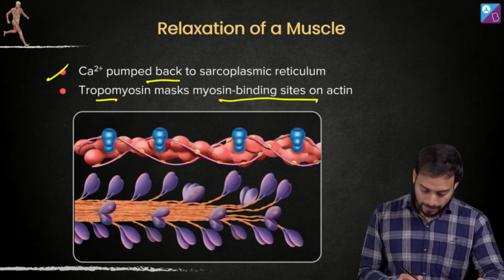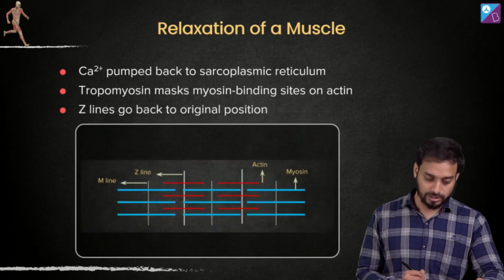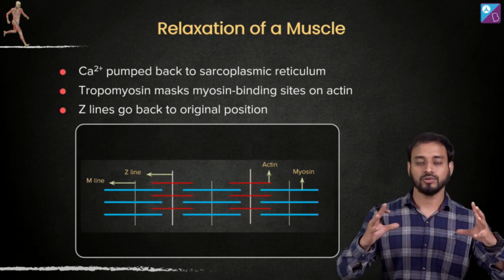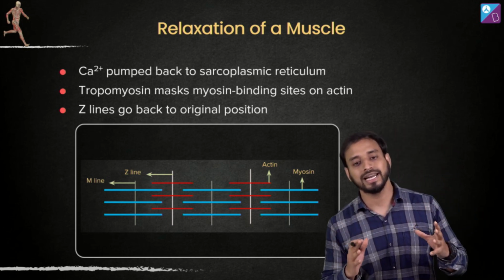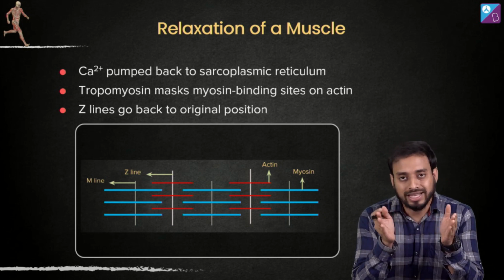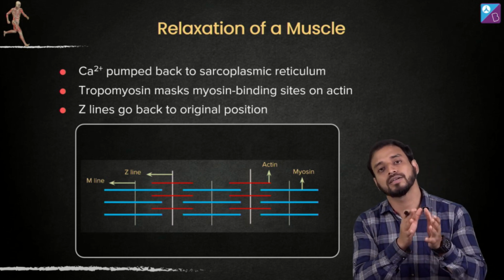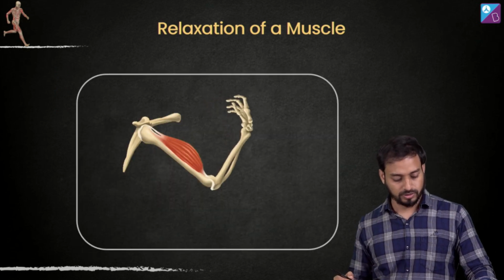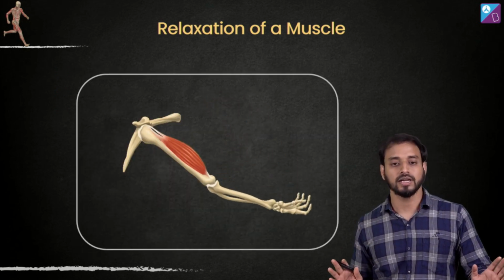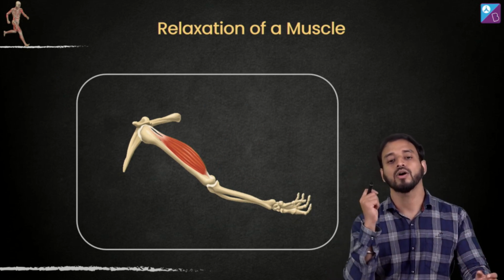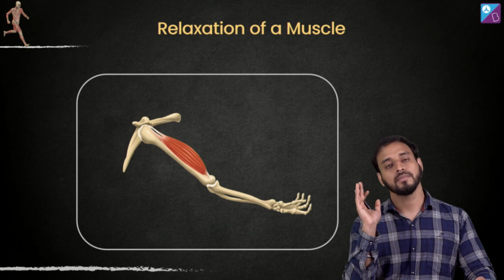Let's move ahead. Now troponin masked, good, tropomyosin stays. So Z line goes back to the original position. Okay, Z line can go back to the original position, hence the length of the sarcomere will come back to its original length. See, yes, done. Okay. So the lengthening of the sarcomere will allow the relaxation of the muscle also.